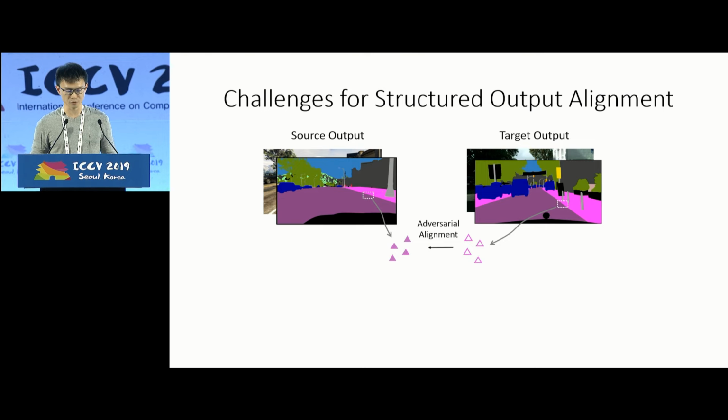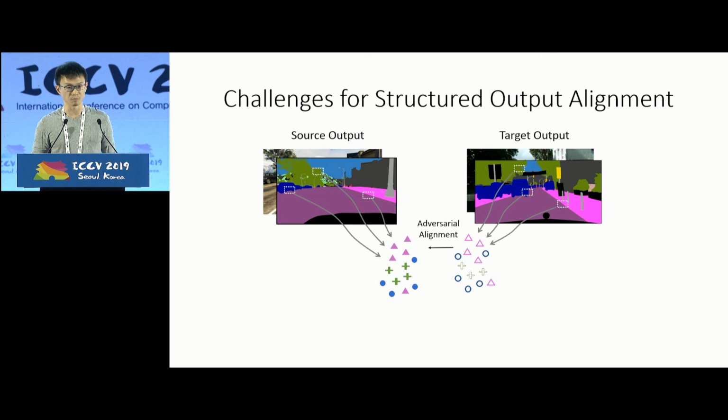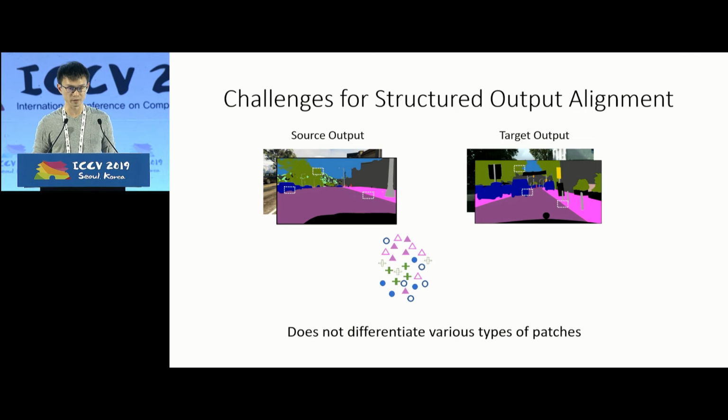For output space adaptation, given the source and target output, it tries to do a universal alignment between the patches. For example, a patch of the sidewalk can be aligned here. However, there are also other types of patches in both domains, such as tree and car. So when aligning all the patches across domains, it cannot really differentiate these different types of patches. Here, our goal is to align patches while learning a good embedding space that can differentiate these different patches.